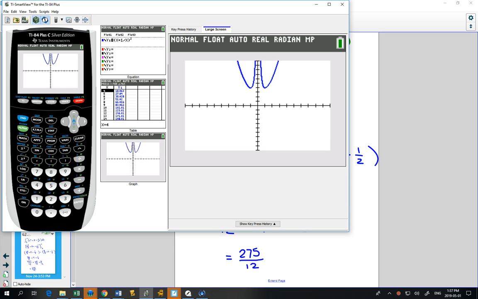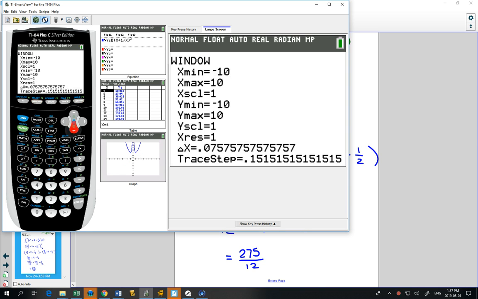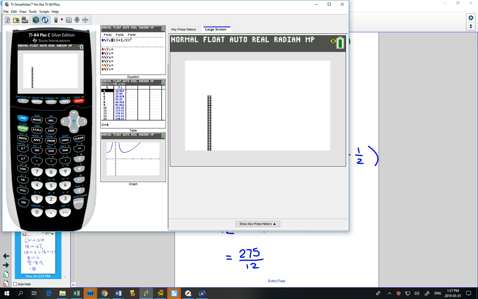I'm going to zoom out my window so we're only going from -1 up to 5. But I'm going to go up to 100 to see if I can see more of the graph. There we go. Now, we wanted to find the area between 2 and 4.